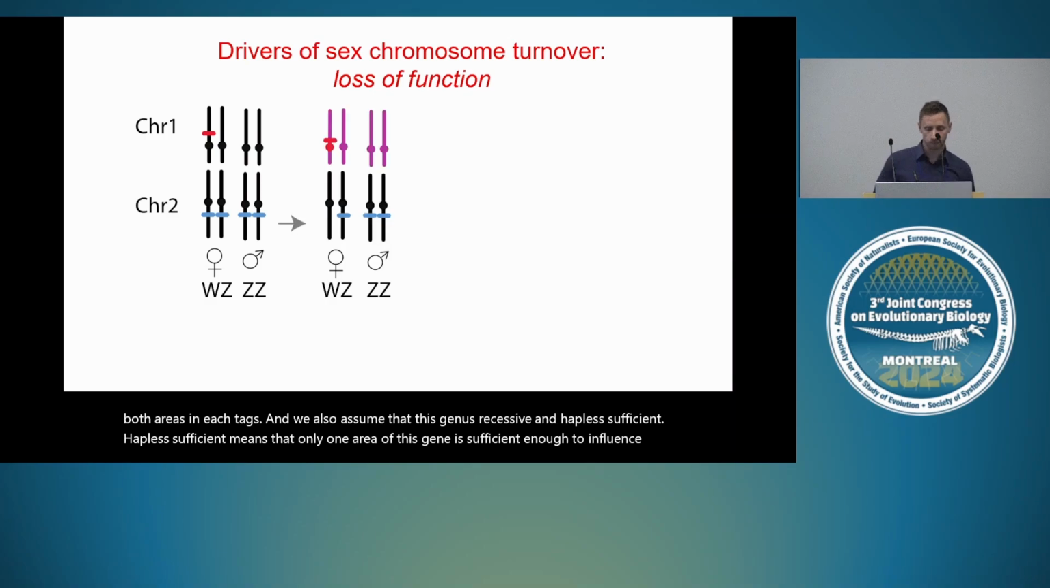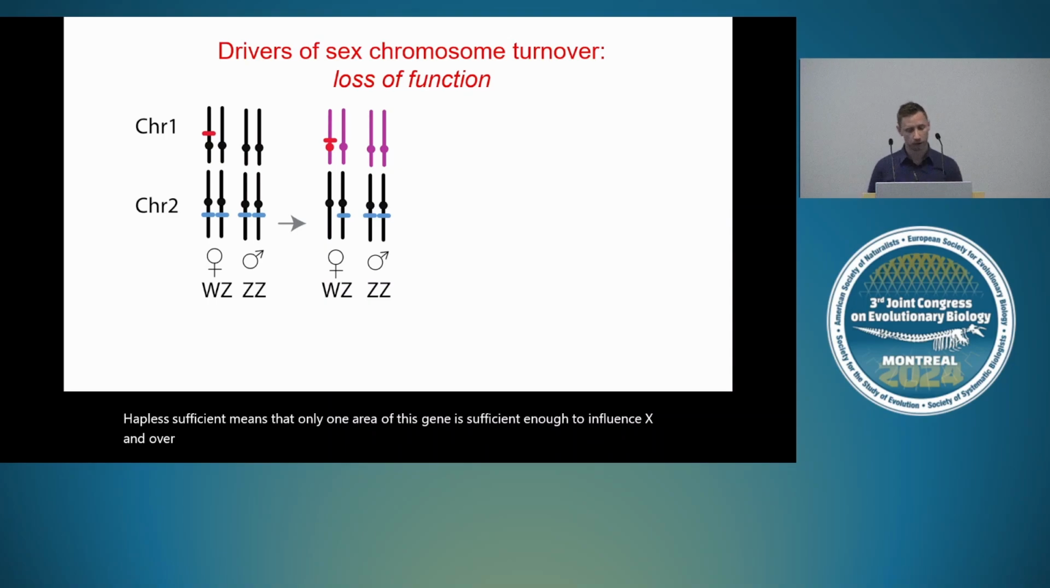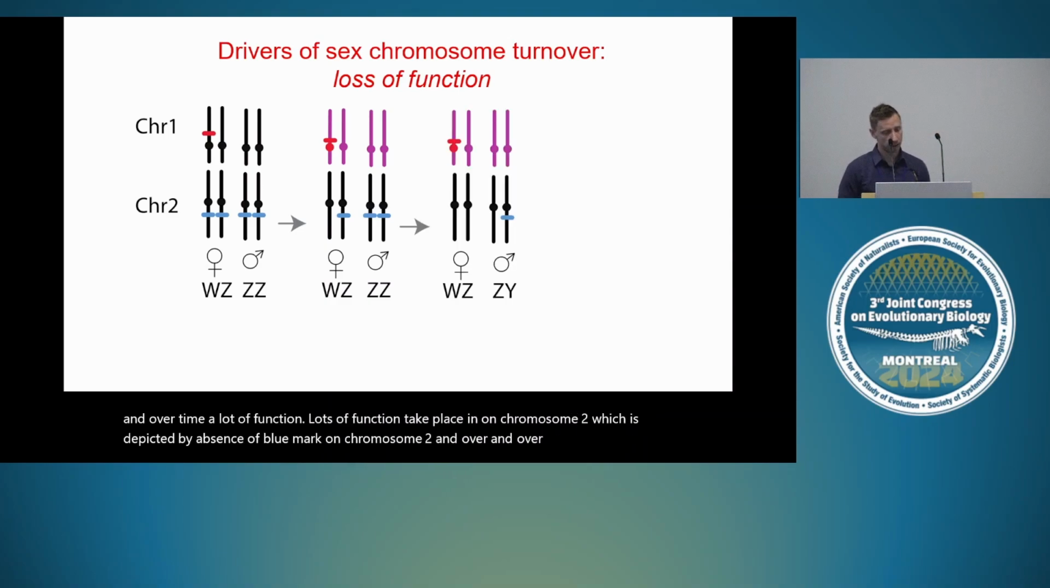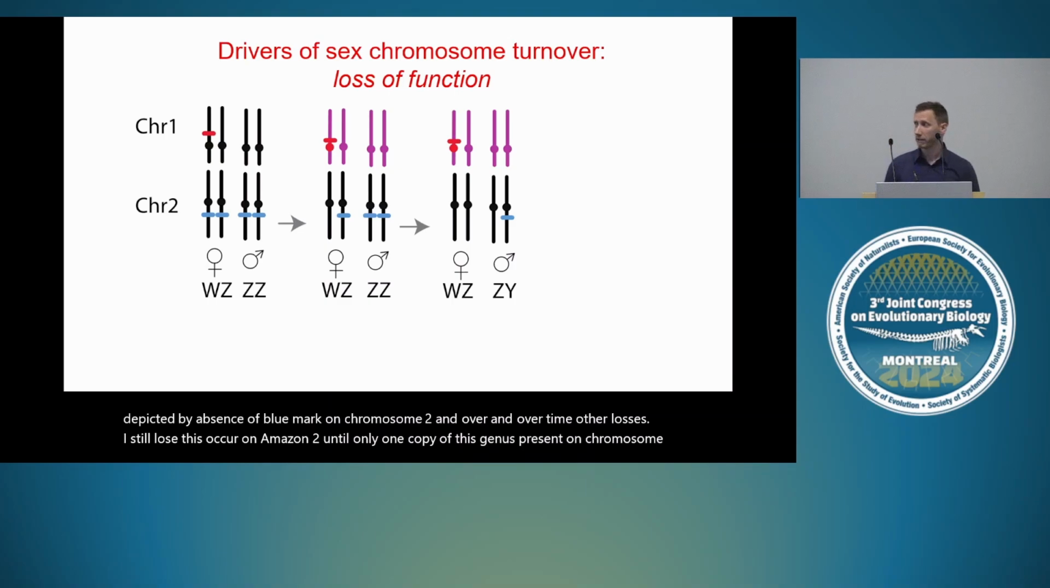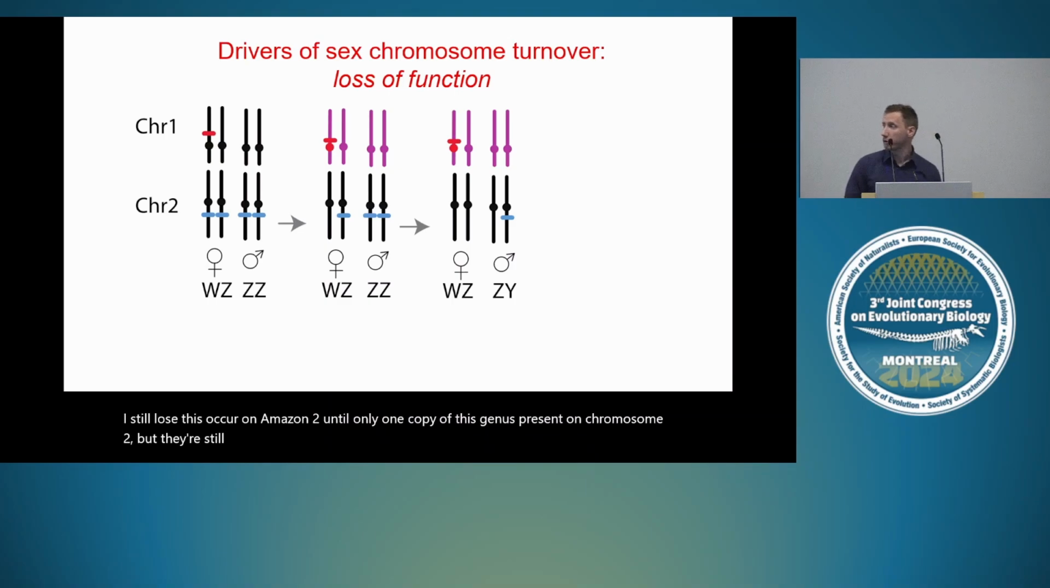And over time, loss of function mutations take place on chromosome 2, which is depicted by absence of a blue mark on chromosome 2. And over time, other losses occur on chromosome 2 until only one copy of this gene is present on chromosome 2. But there is still a dominant sex-determining gene on chromosome 1.